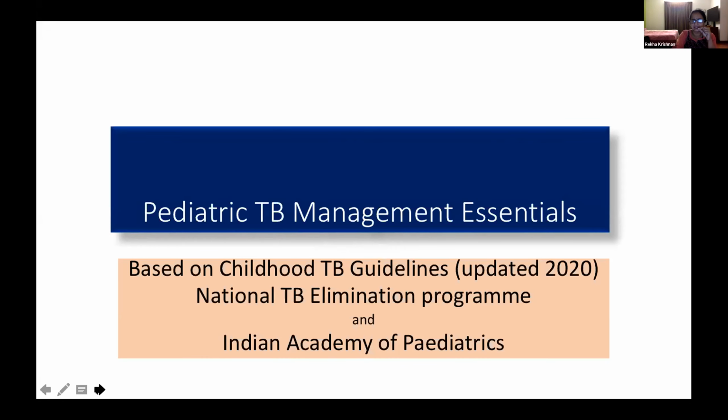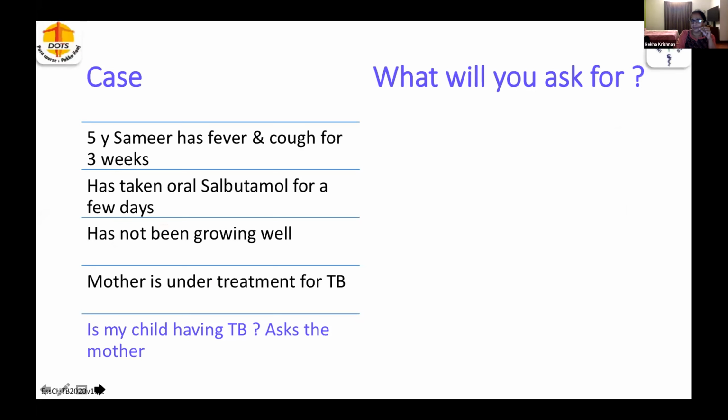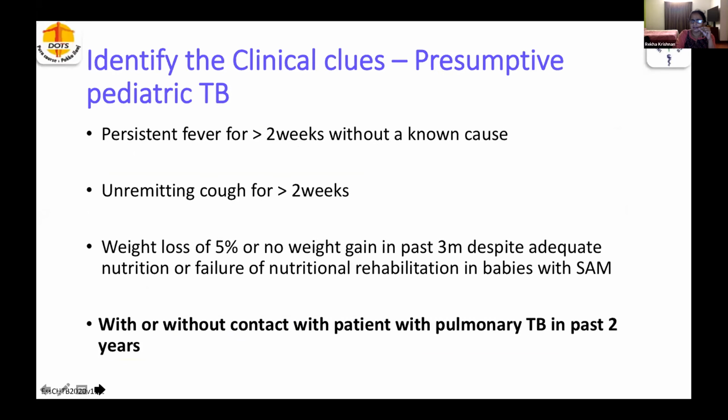My presentation is based on the Childhood TB Updated Guidelines 2020. We will be continuing with the same case that Dr. Anju has presented, Summer. From what Dr. Anju has said, it may now be clear that the first step in the diagnosis is taking a thorough history and doing a thorough clinical examination, reaching the point of presumptive pediatric tuberculosis.